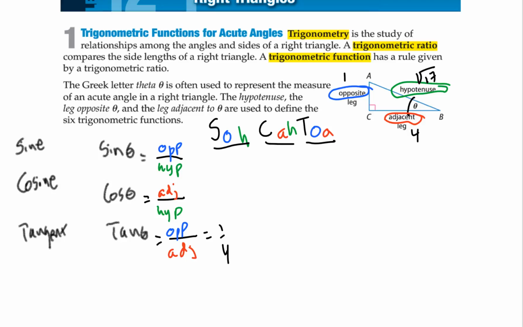Now we have these other trig functions that we're going to learn about, the reciprocal trig functions. So you have sine, cosine, tan. We're also going to have cosecant, secant, and cotangent.